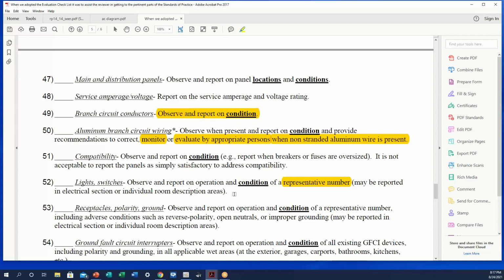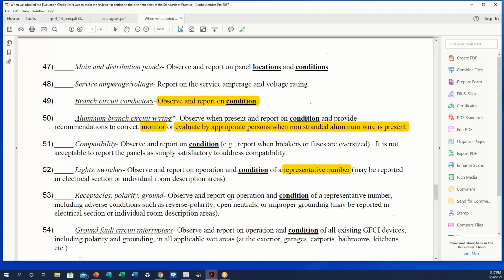So if a house is occupied, this is why that's there, everybody. You need to put something like the house is occupied. Furniture prevents the inspection of all receptacles, okay? If you don't put that, you're going to be dead in the water later.